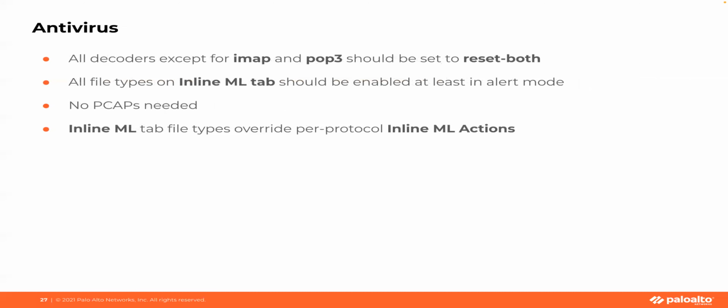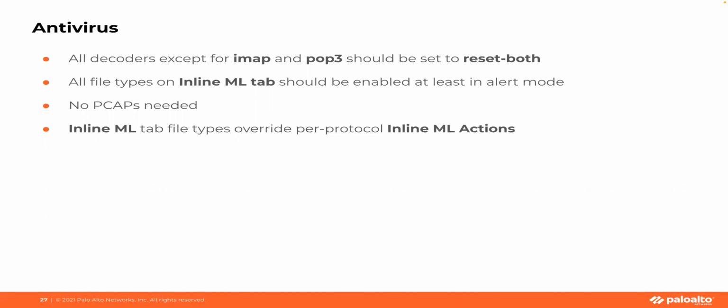So starting with antivirus. In antivirus, we can configure decoders for different protocols and assign different actions to them. The best practice recommendation is to use action reset-both for all possible signature types, except for IMAP and POP3. The reason for having a slightly relaxed stance on IMAP and POP3 is simply because of user experience.